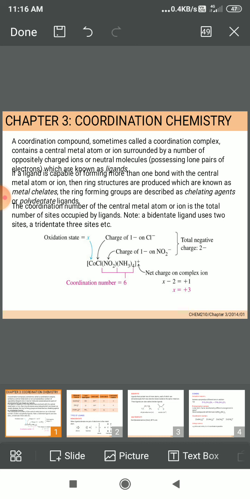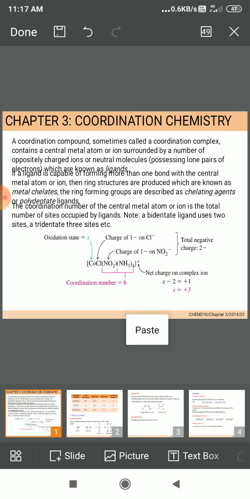Today I will explain coordination chemistry. First of all, what do you mean by coordination chemistry? A coordination compound, sometimes called a coordination complex, contains a central metal atom or ion surrounded by a number of oppositely charged ions or neutral molecules possessing lone pairs of electrons, which are known as ligands.